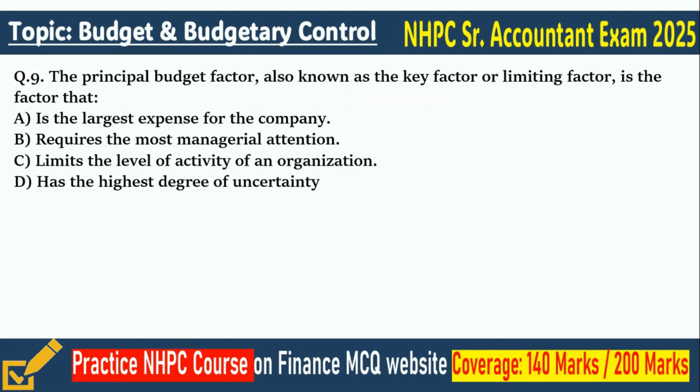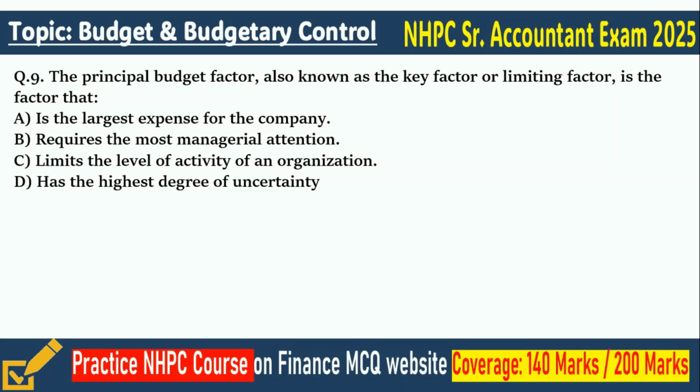Friends, next question. Principal budget factor, also known as the key factor or limiting factor, is the factor that option A is the largest expense for the company. Option B requires the most managerial attention. Option C limits the level of activity of an organization. Option D has the highest degree of uncertainty.